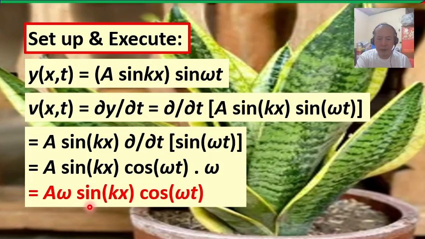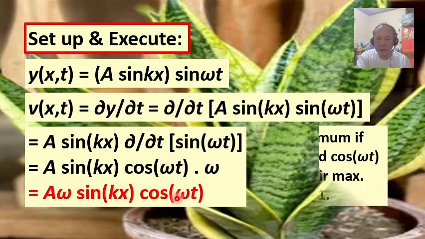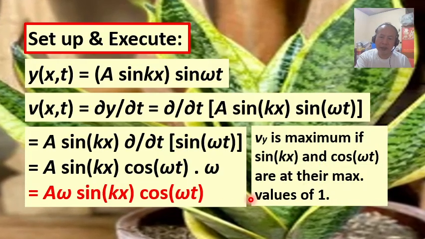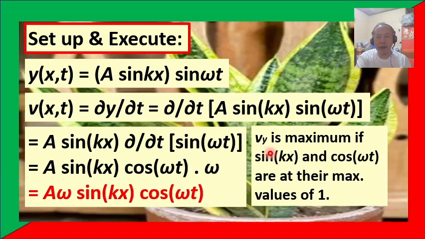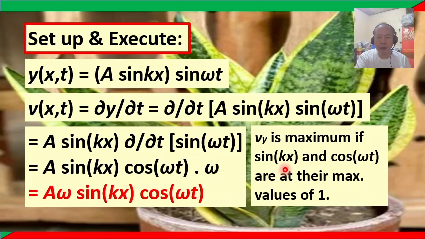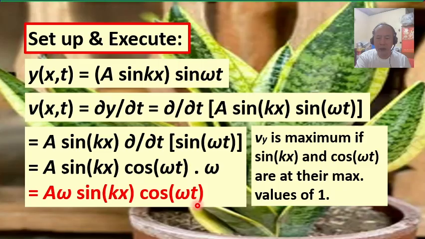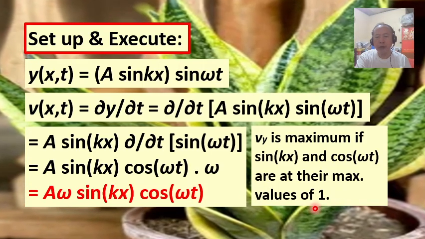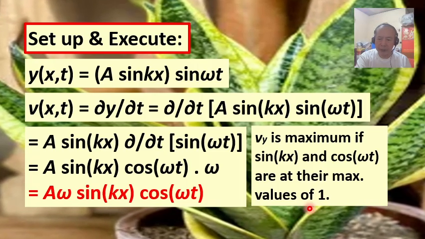Okay? So from this equation, we can deduce that the transverse velocity Vy is considered maximum if both sine kx and cosine omega t are at their maximum values of 1, positive or negative 1.